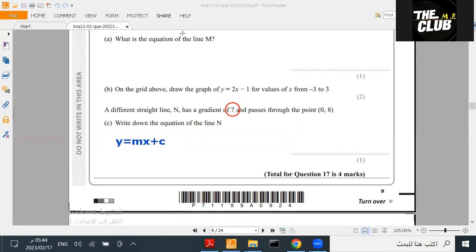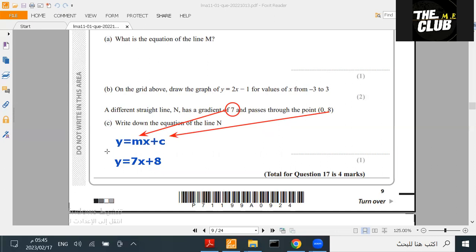And what is c? c is the y-intercept. What is the y-intercept? It said the line passes through the point 0, 8. Why is this the y-intercept? Because its x is 0, so this is the point where it crosses the y-axis. So the 8 is the c. When you write the equation of a line, you write y equals 7x, because m is 7, plus 8, because c is 8. And this is the answer of this question.